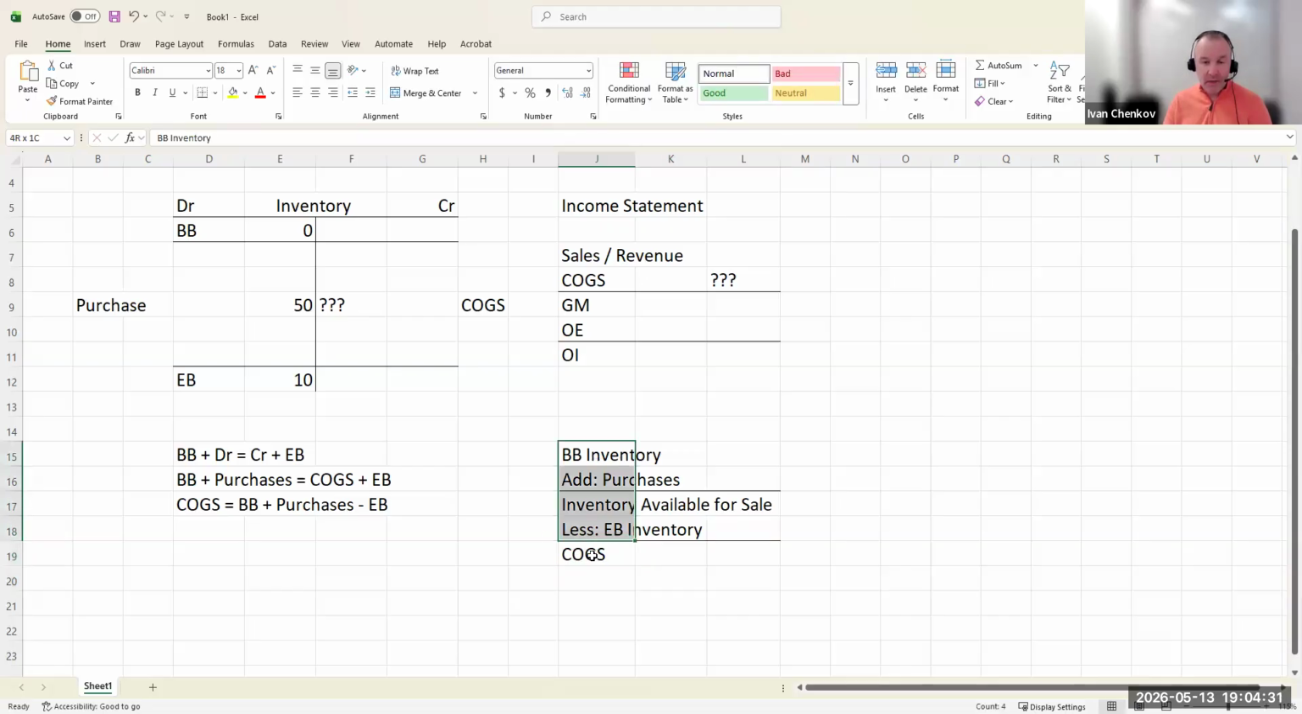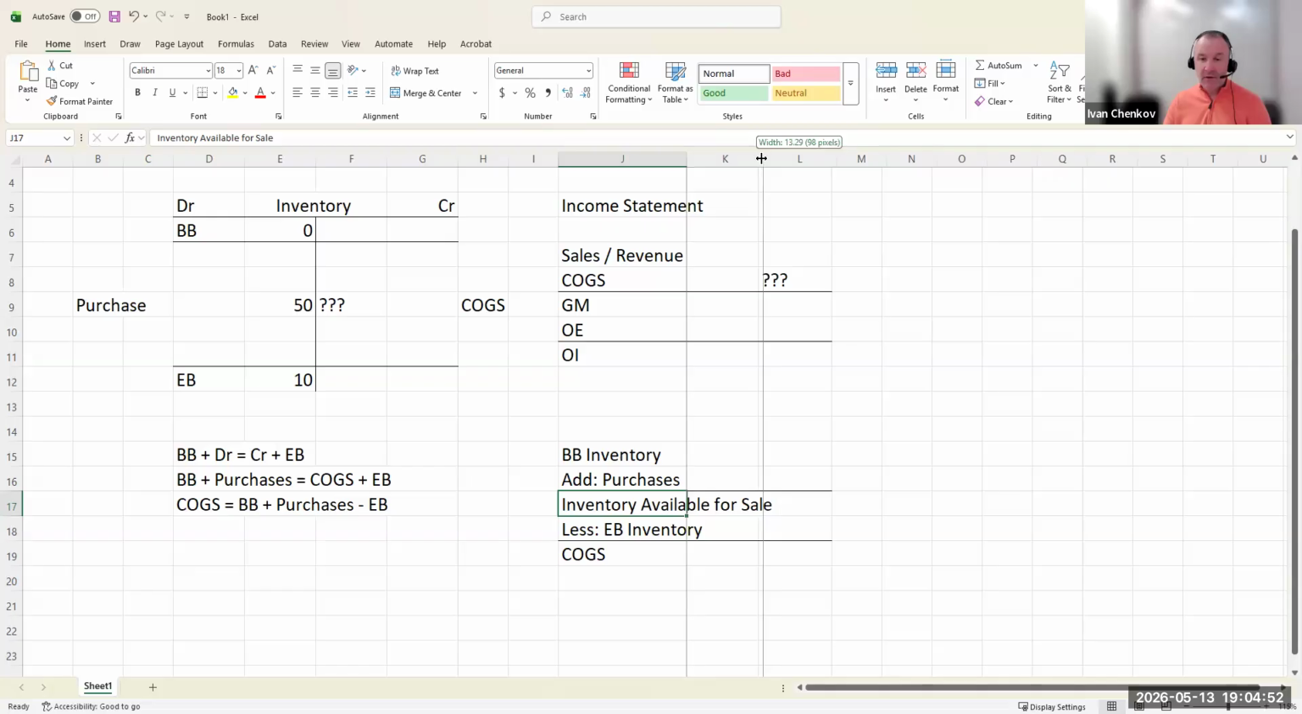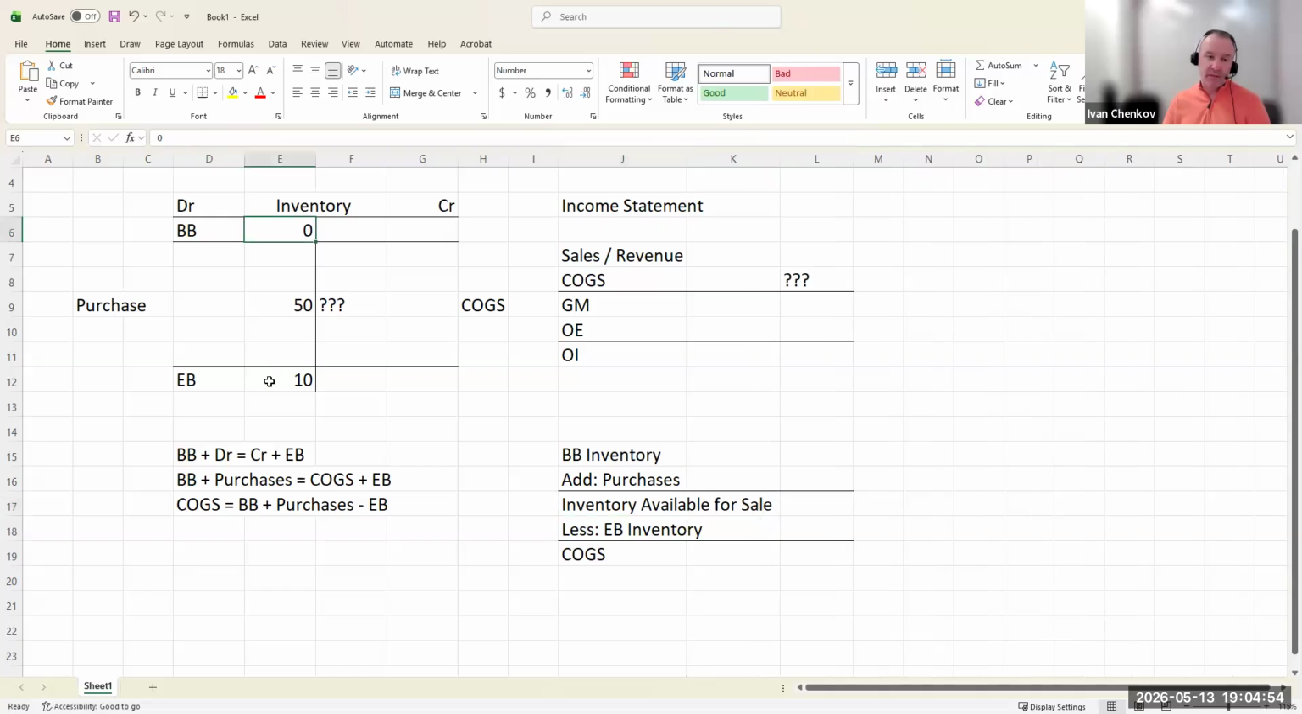How is this format different than this? It's not different. We're just adding one extra line here, an extra calculation to show beginning balance plus the purchases, what we have available for sale. That's the only difference. Everything else is the same. Make sense? So now, how can we interpret this?